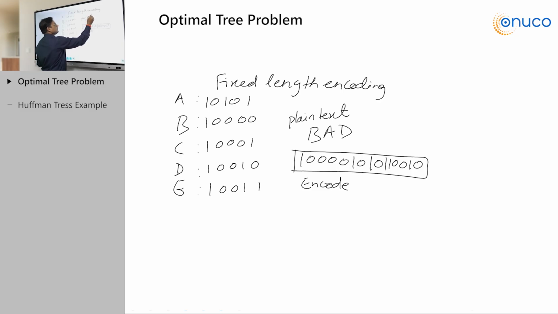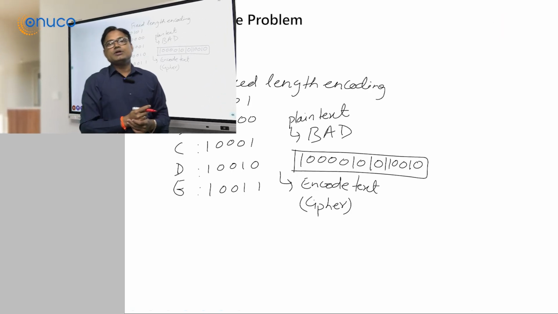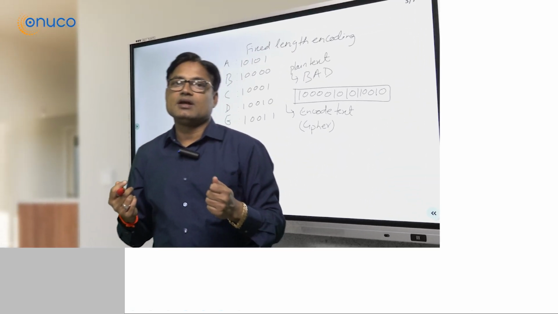All of you try to understand. This is called plain text, BAD. This is called encoded text. Encoded text, or you can say encoding bits, or you can say cipher text. Remember, encoding means what? Nobody should read that message.